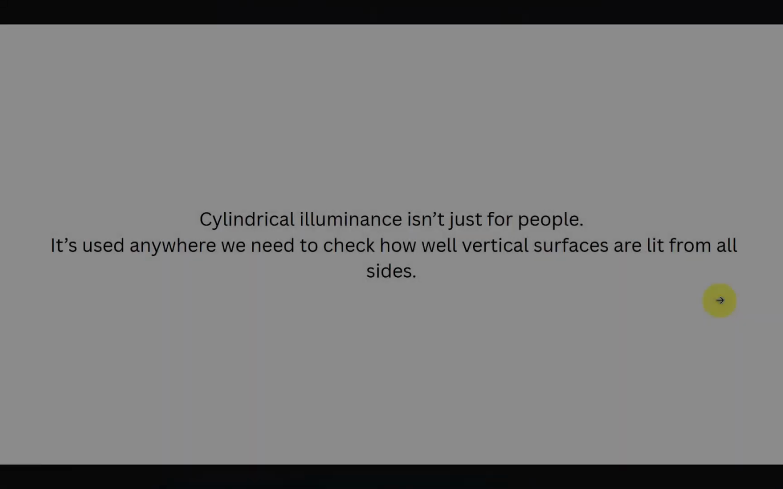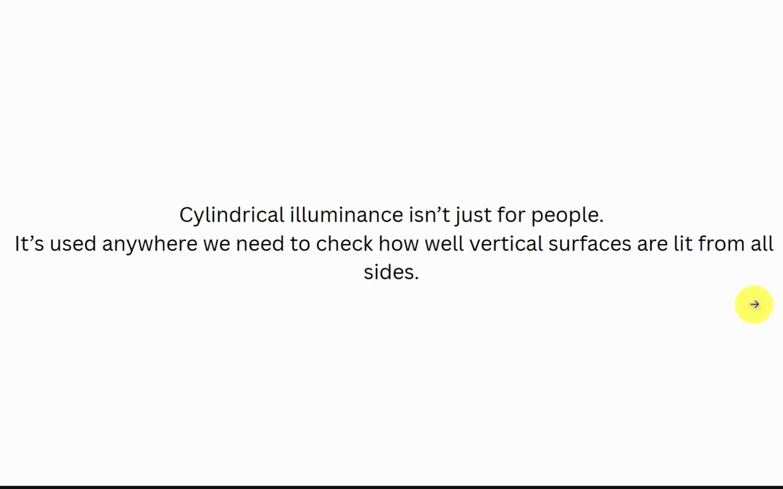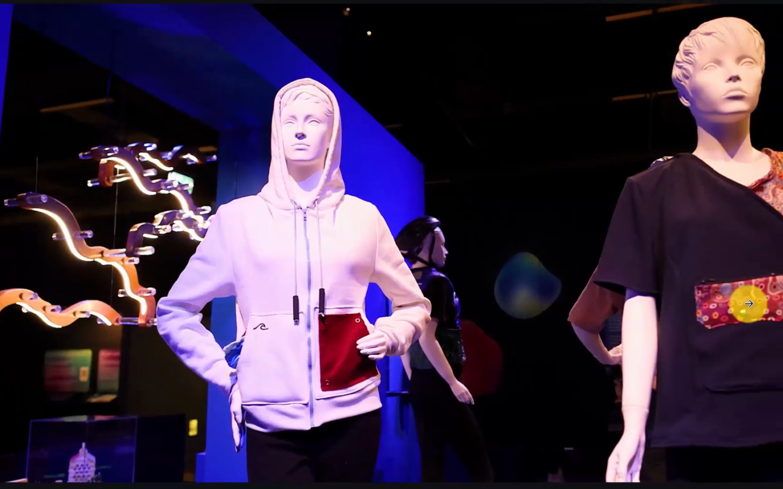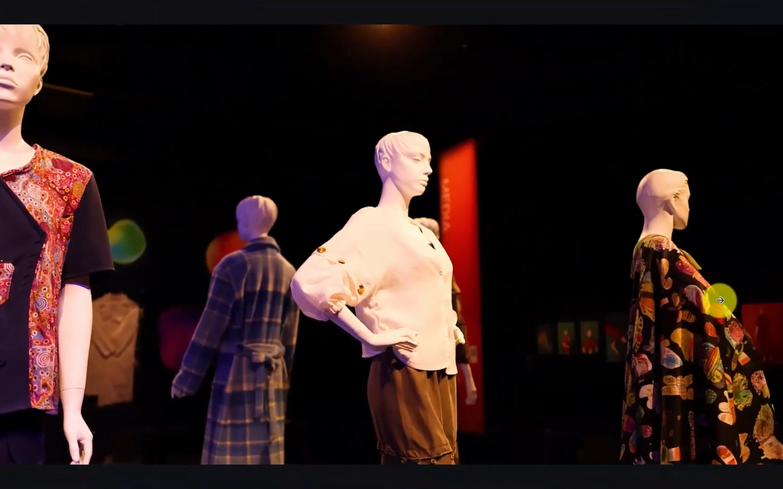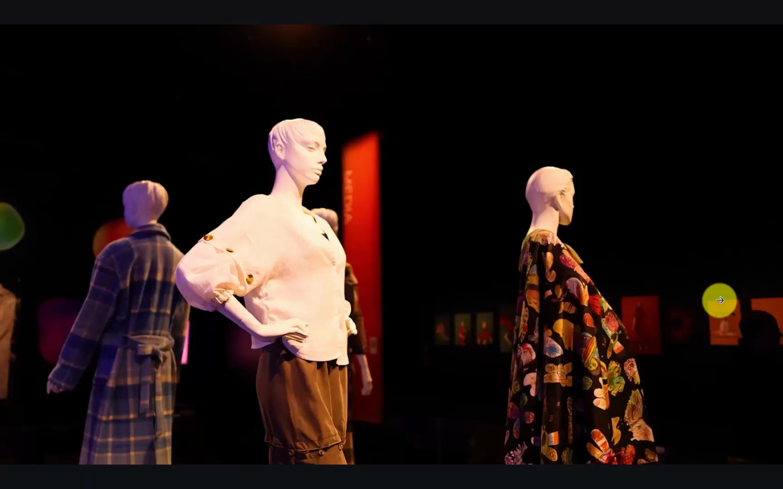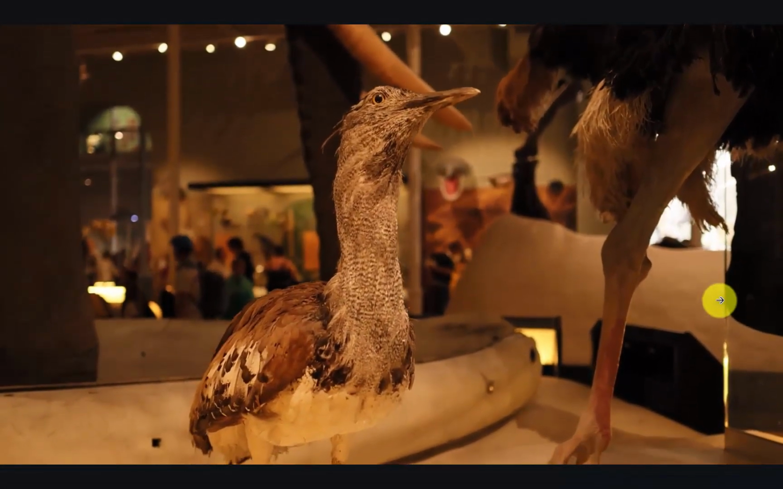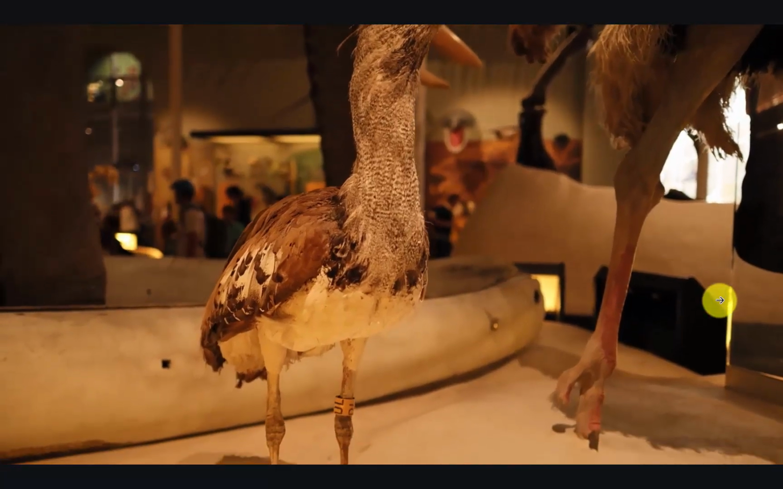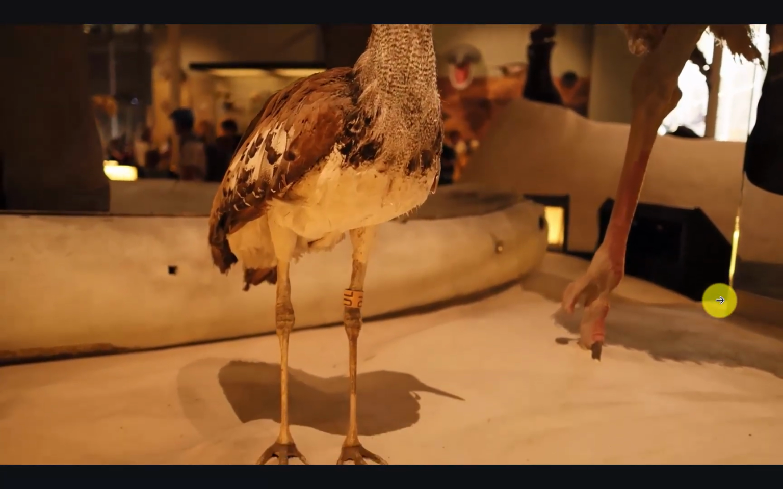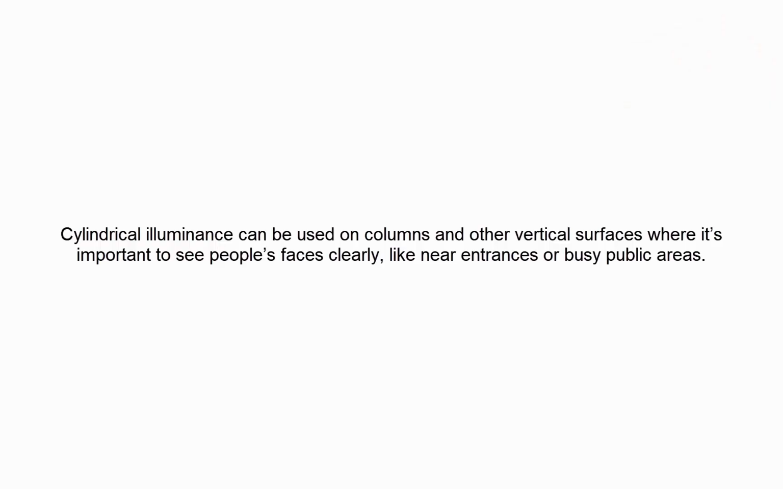And cylindrical illuminance calculation is not just for people. It can be anywhere where you need to calculate the light coming from all the directions. Like for example, if you're working on a retail project, you have mannequins, and mannequins need to be visible from anywhere in the retail showroom. Next, of course, you can use it in museums where you need to make sure that the sculpture is properly lit. Again, the sculpture will be receiving light from all the directions and we need to make sure it's properly lit. These are a few examples.